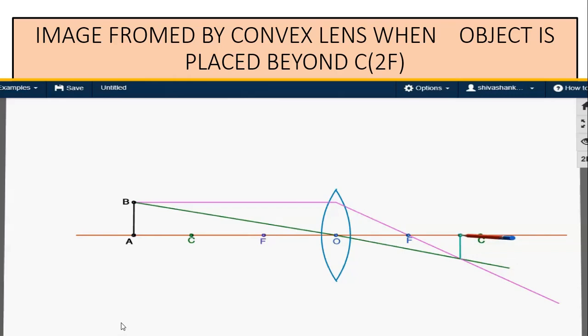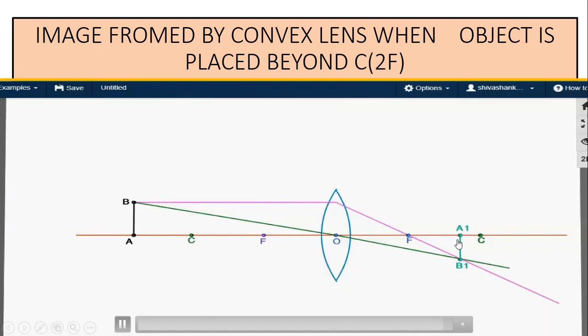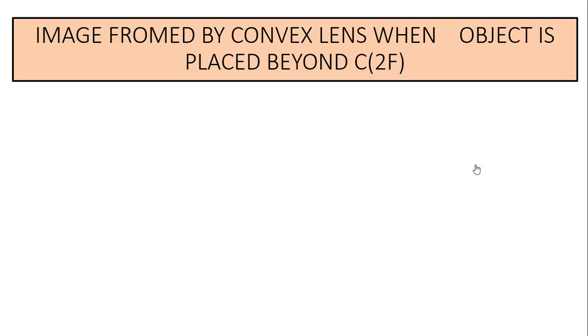The position of the image is between C and F, and inverted, because AB is inverted as A dash B dash. It is small in size compared to the object, and real, because we can catch it on a screen. So therefore the nature of the image formed is between F and C, very small, inverted and real, because we can catch it on a screen.